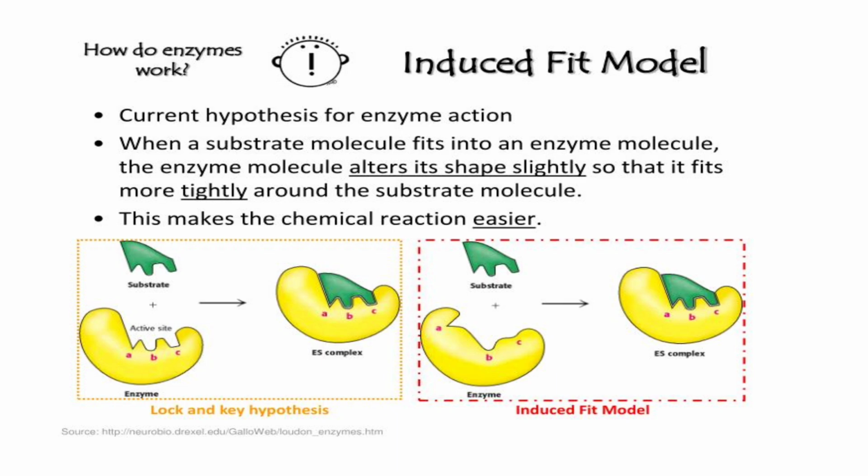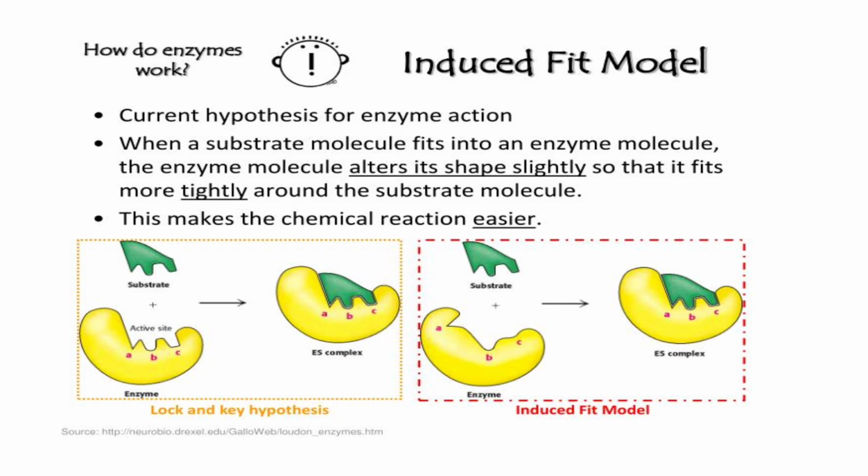Next is the induced fit theory. Current hypothesis for enzyme action: when the substrate molecule fits into an enzyme molecule, the enzyme molecule alters its shape slightly so that it fits more tightly around the substrate molecule. This makes a chemical reaction easier. This theory was proposed by Koshland in 1958.